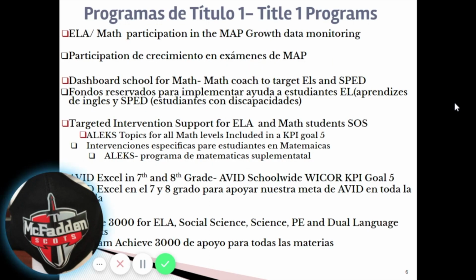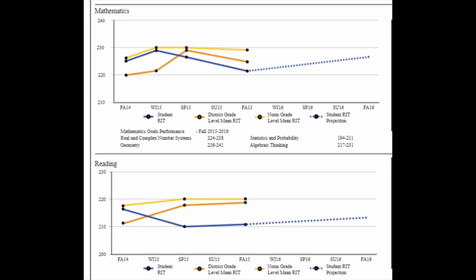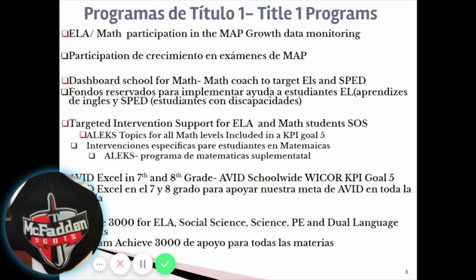Here are some of the programs that we are currently using at McFadden for Title I: an ELA and math participation in our MAP growth data monitoring. We are a dashboard school for math, which means we get a math coach to target English learners and special education students to help them achieve greater academic progress. Also, targeted interventions and supports for our English language arts and math students.